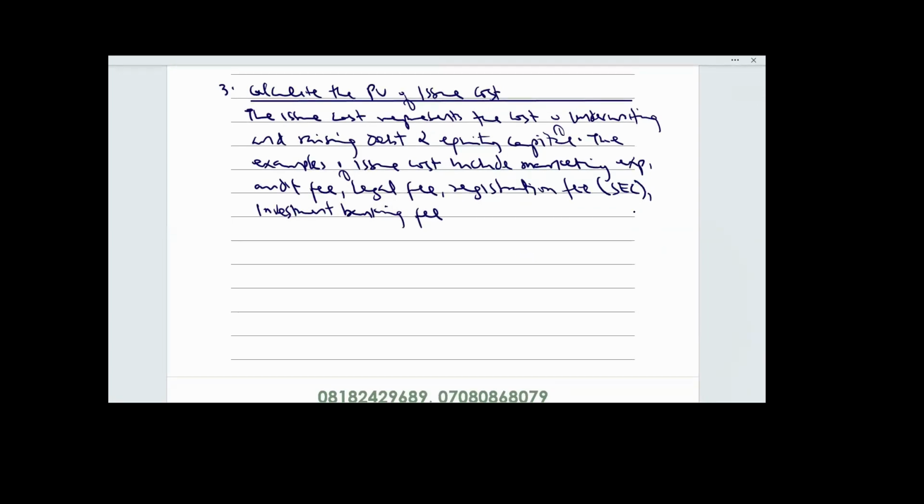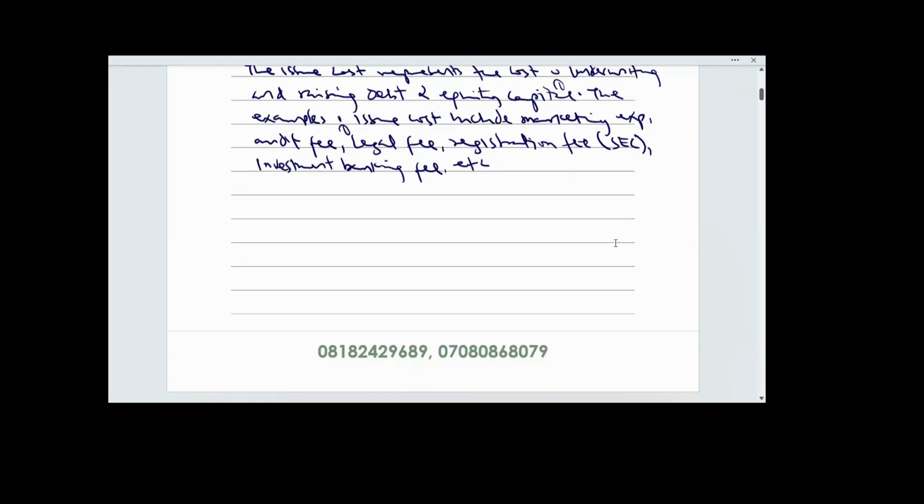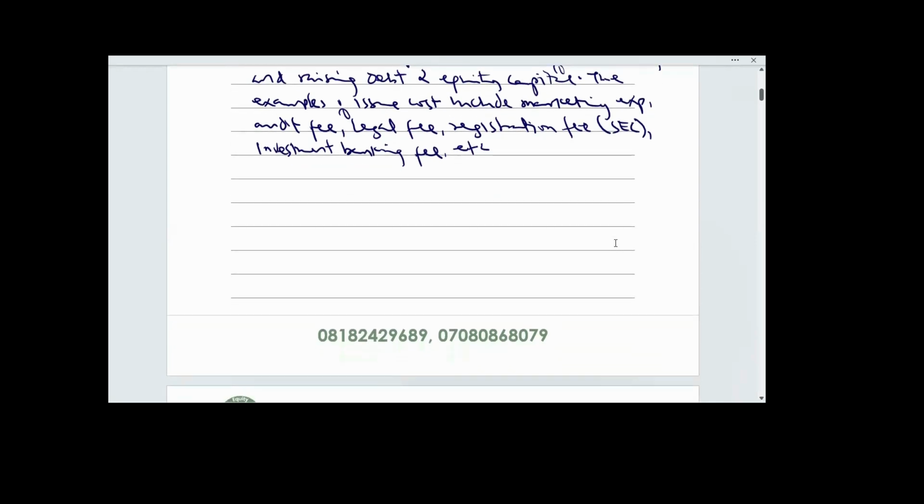Now, how do you then calculate issue cost? To calculate issue cost, there are 3 or 4 procedures that you are going to carry out. The first procedure is to determine the issue cost amount.